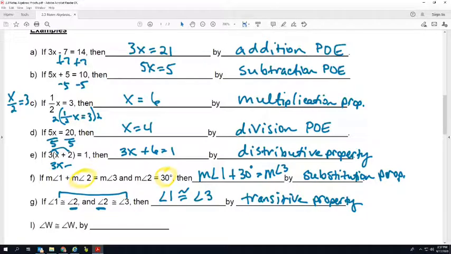Okay, and this last one we have the same thing looking back at itself. That's the reflexive property.